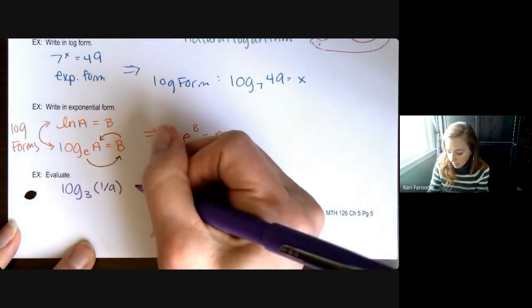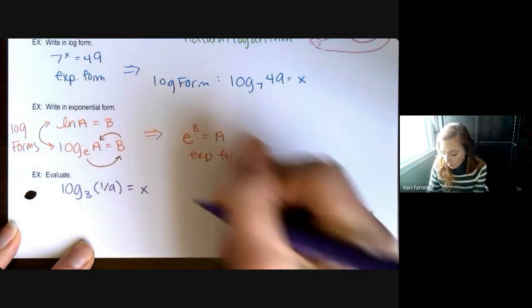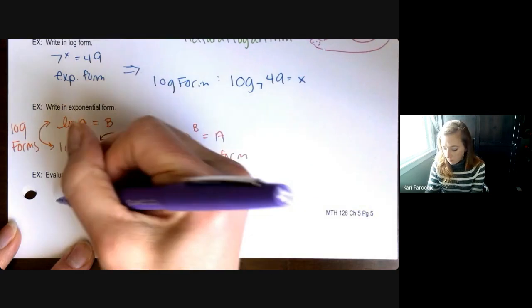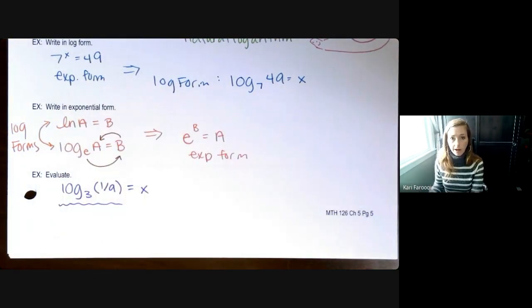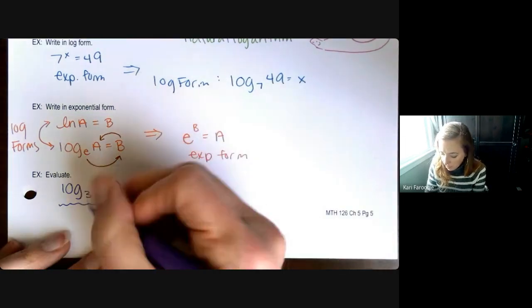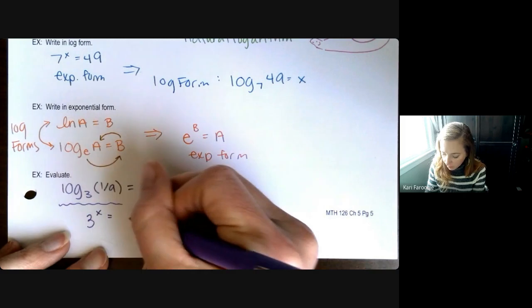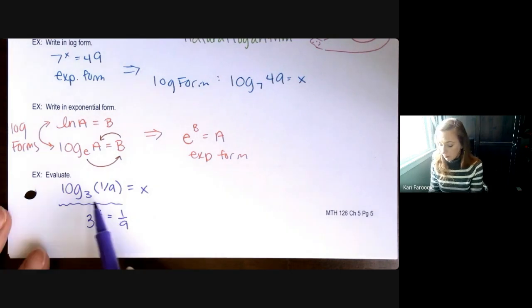So let's say we don't know what this value is that we're trying to find. You can call it something. You can call it x. So this is what we're trying to evaluate. If you don't know what it's supposed to be, call it x. We've got to give it something so that we can solve for a variable. I know that 3 to the x equals 1/9 just by converting from logarithmic form to exponential form.